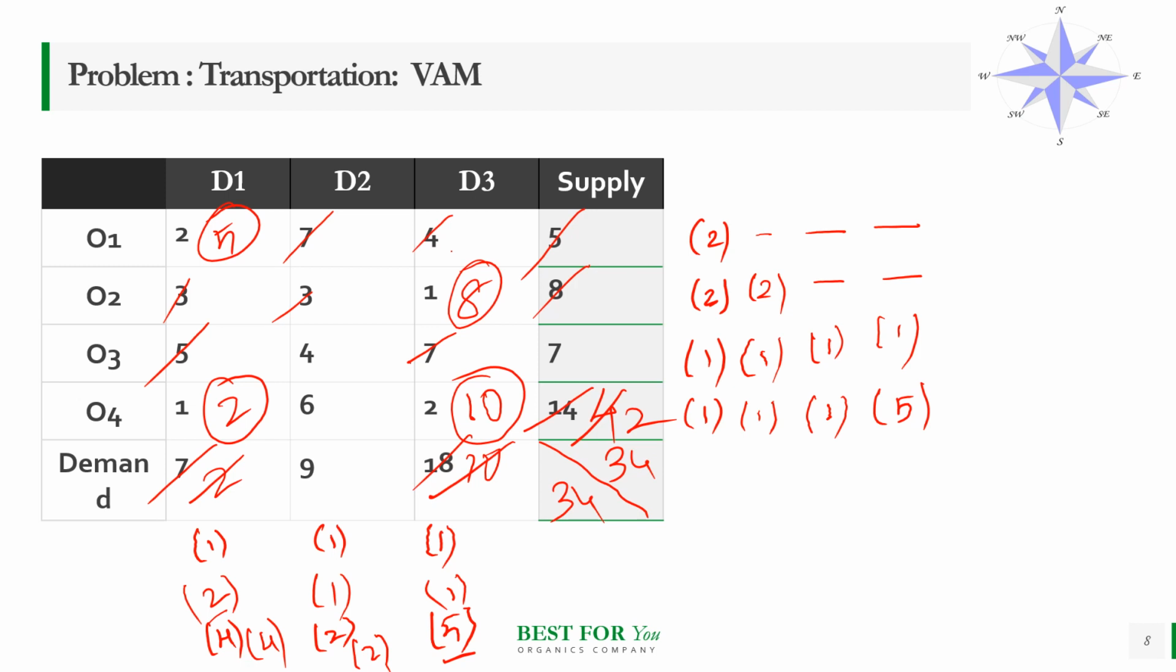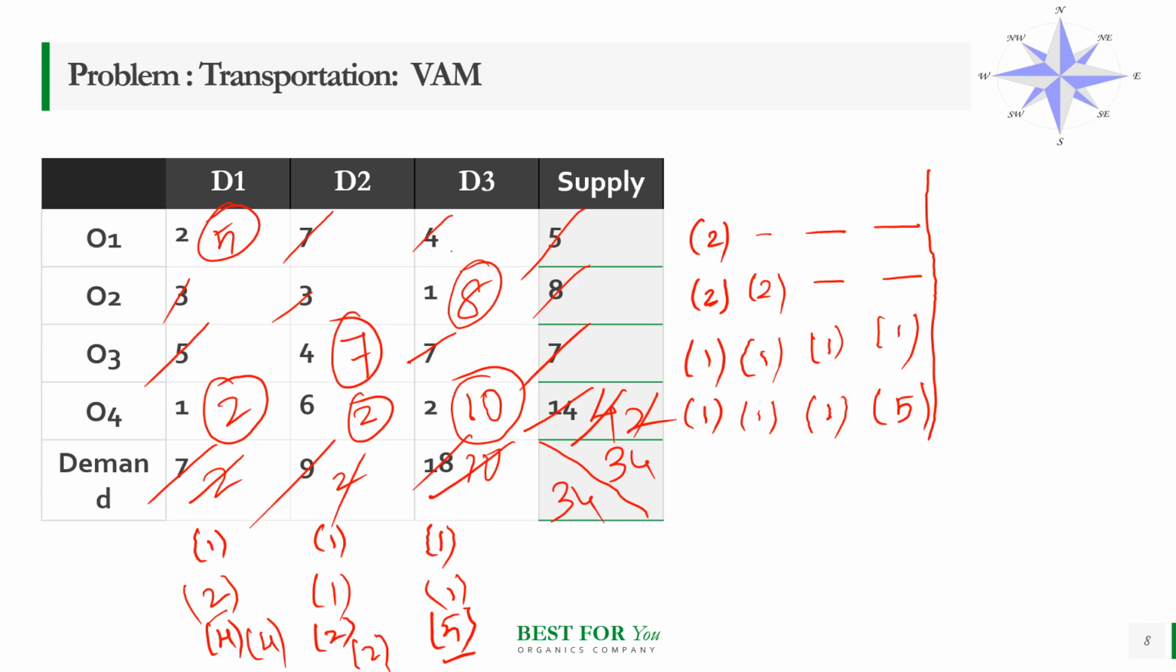What is the demand? The demand is 9 and the supply is 7, so we can allocate only 7 here. The entire supply gets over, and you have the demand of 2. The final value is 6, where we can allocate 2. So the entire demand and supply gets over here. This is how we have to do it with the VAM method.